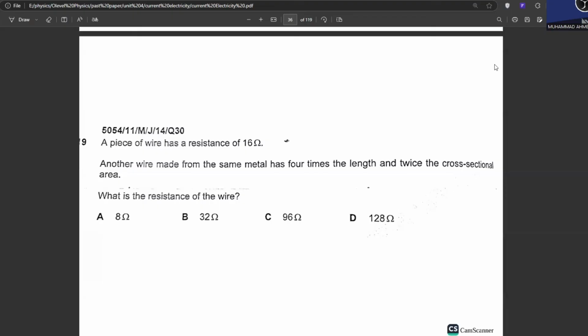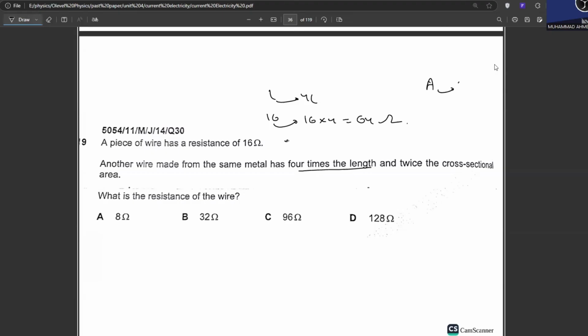Let's see this. A piece of wire has a resistance of 16 ohms. Another wire made from the same material has 4 times the length. L increases to 4L. The resistance will be 4 times as well. 16 into 4, that is 64 ohms. And twice the cross sectional area. If your area doubles, what will happen? Your resistance halves. So initially you had 64, this will get divided by 2. This will become 32. B is your answer.